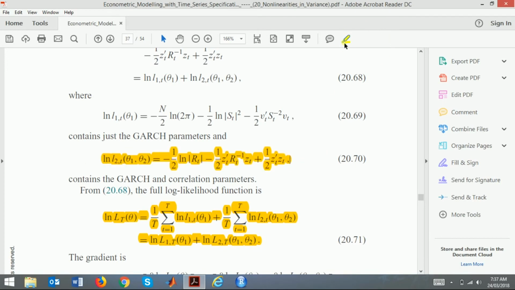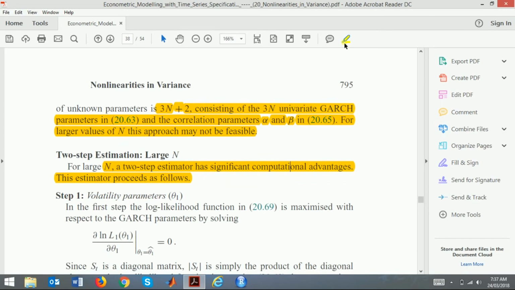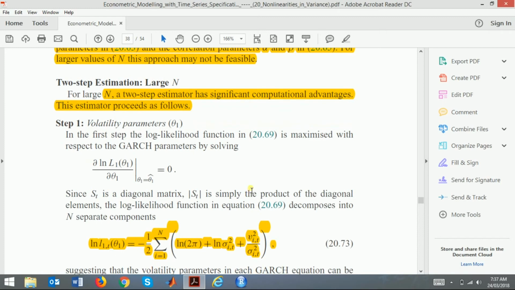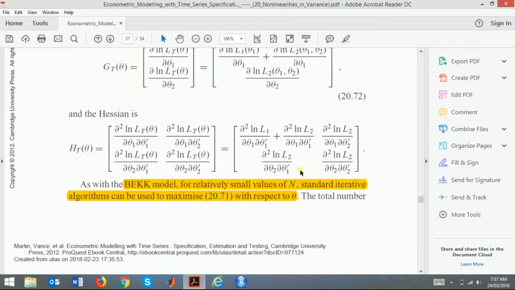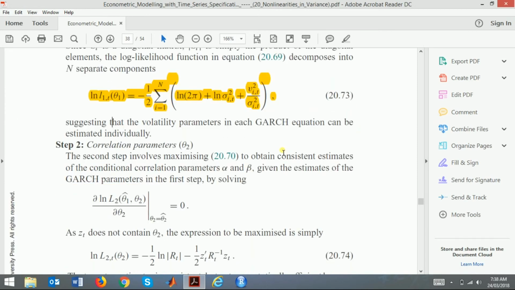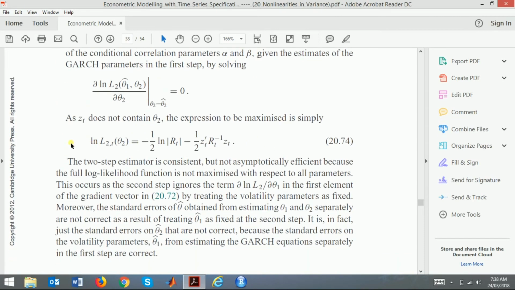Maximizing GARCH parameters by solving 20.69, this and this, where this is the GARCH part and contains GARCH and correlation parameters. This contains GARCH, this contains GARCH and correlations. Okay, and the correlation parameters are maximized, and this is the log likelihood function.